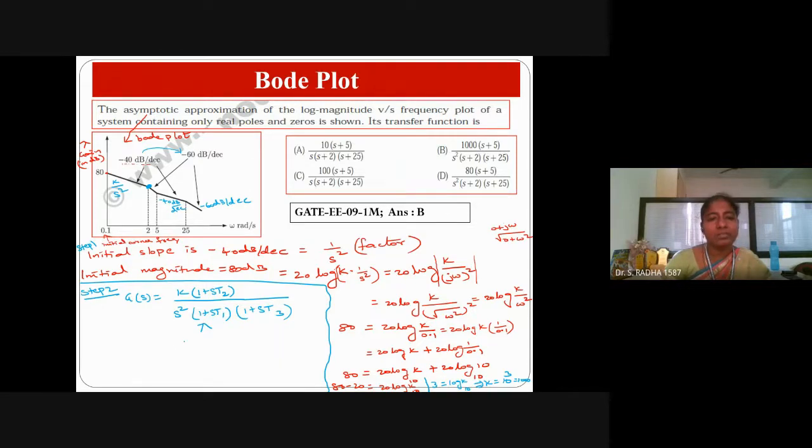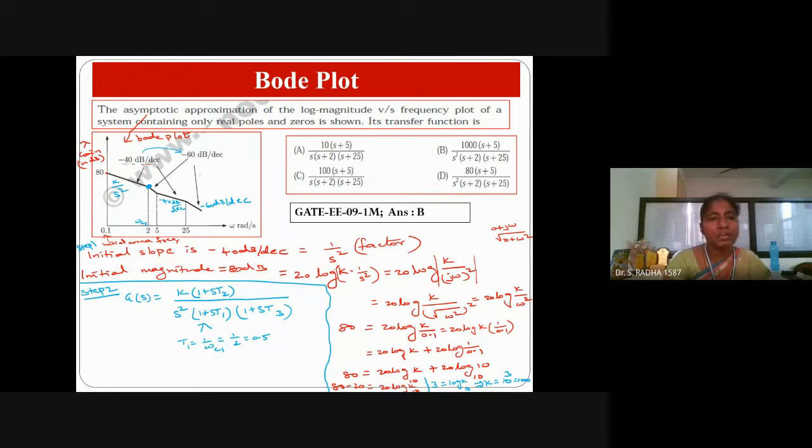And this T1 is nothing but 1 by omega C1. Omega C1 is nothing but 2. So where that minus 40 is changing to minus 60, at the corner frequency omega C1, the value is 2. So this is 1 by 2, which is nothing but 0.5.